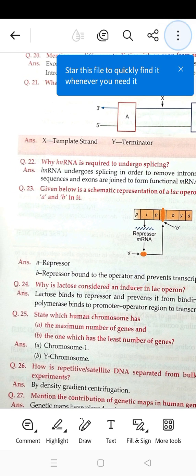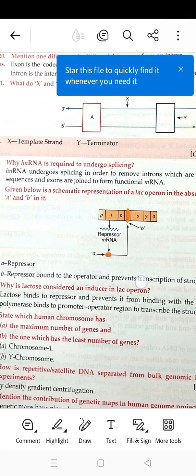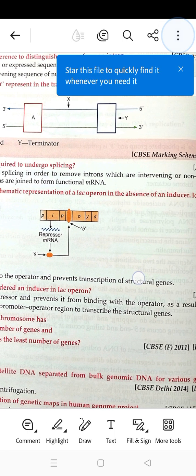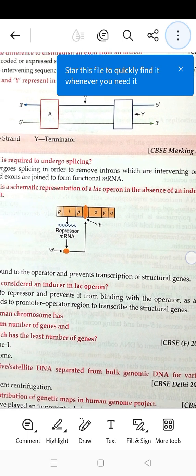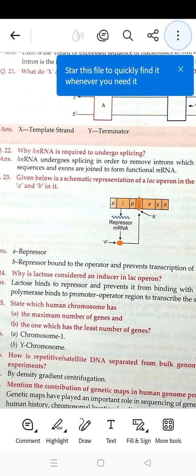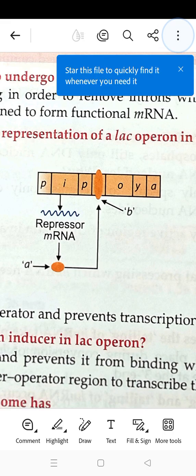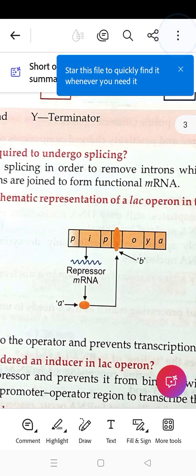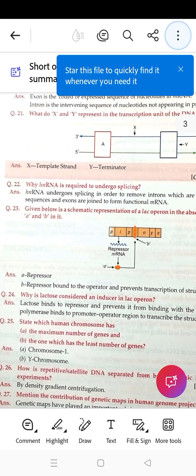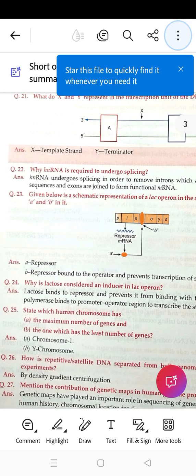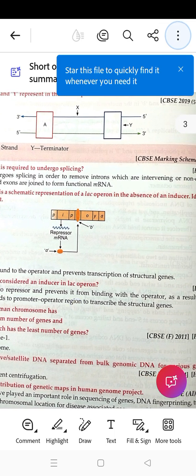Now, next question 23. Given below is a schematic representation of a lac operon in the absence of an inducer. Identify A and B in it. So you see here, this is the lac operon. So in this diagram, what is A and B? A is repressor and B is repressor bound to the operator and prevents transcription of structural genes.